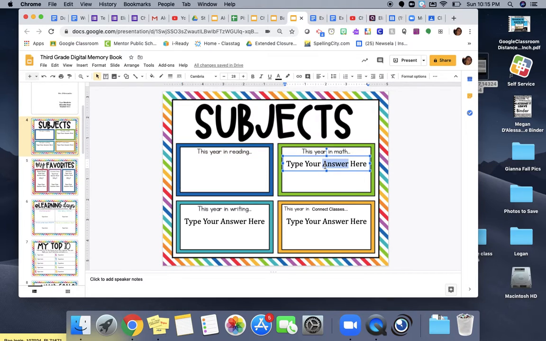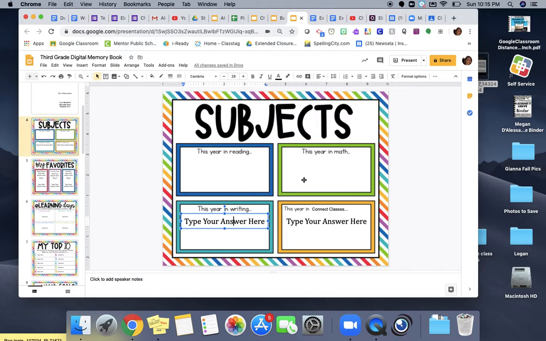Math, you might say something like, we learned how to multiply and divide. You might also add, I enjoyed iReady. So I want you to reflect. So spend some time thinking about some of the things we did in math this year and in reading and in writing and in Connect. And think about what you'll want to look back on later and remember about those things from this year.